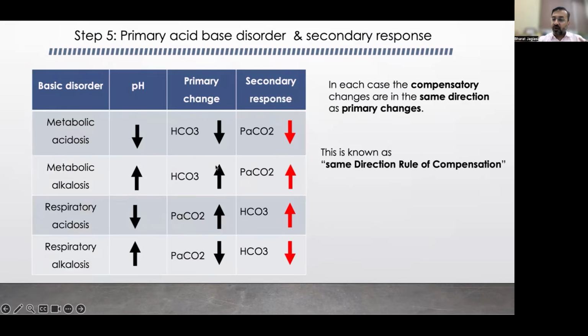So we are looking into the compensation. The body always compensates in the same direction as the primary disorder, a crucial concept. Compensation exceeds or falls short of expectation if it's a mixed disorder. This step separates true physiology from pathology.